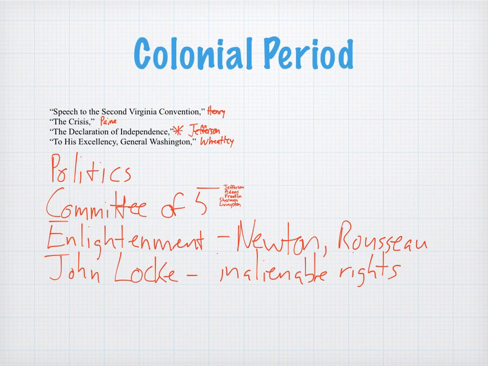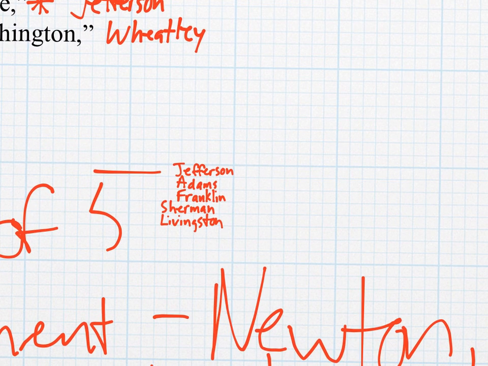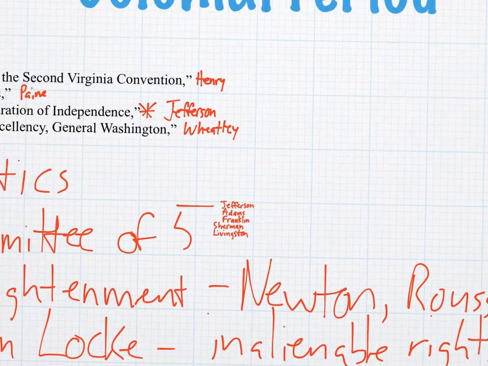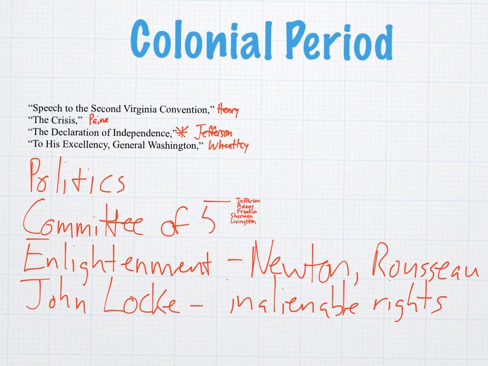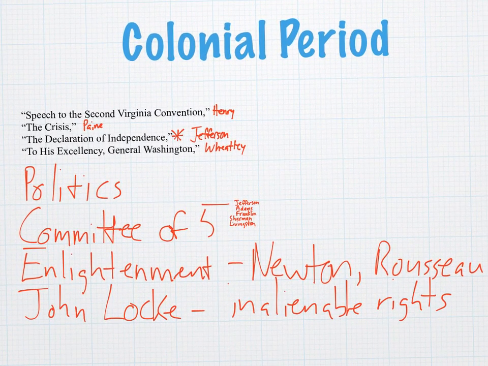The Committee of Five, and you can see I've written it in there, I zoomed in and wrote it small. Let me zoom in again. All right. Committee of Five was Thomas Jefferson, John Adams, Benjamin Franklin, Roger Sherman, and Robert Livingston. Those are the 5 men responsible for writing the Declaration. But really, like I said before, most of the credit goes to Jefferson, and that's okay.